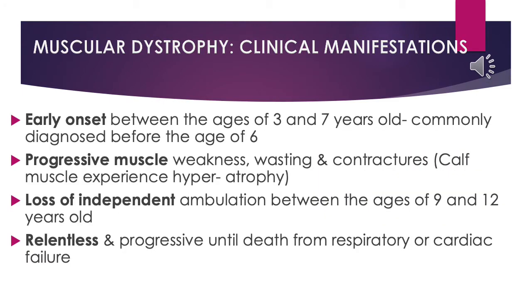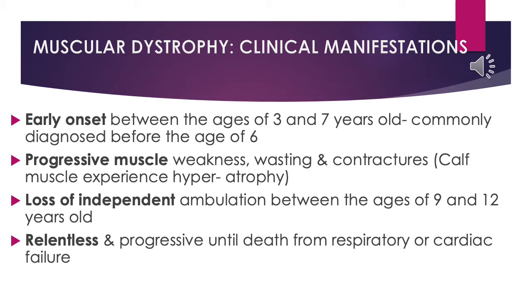Muscular dystrophy clinical manifestations usually present between the ages of 3 and 7 years old. As a nurse, what you're going to see is a progressive muscle weakness, progressive muscle wasting, and contractures. You will also see calves that are hypertrophied, so they will have large calves but very little strength because the muscle lacks the strength due to the wasting.